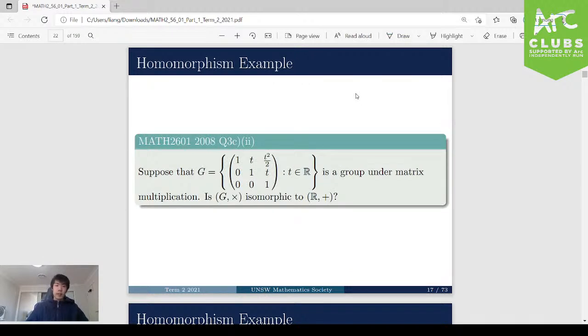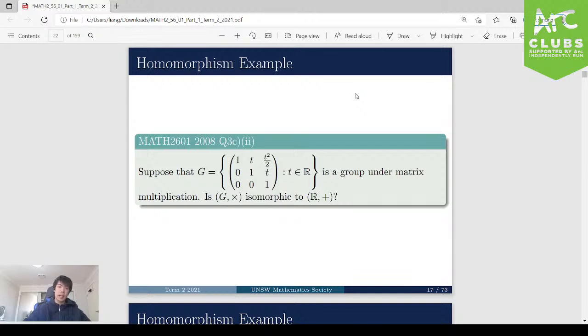So let's have a look at an example here. Suppose that G, that matrix there, is a group under matrix multiplication. Is G isomorphic to the real numbers R over addition? The first thing to prove before we can check whether it's isomorphic or not is to check whether it is even a homomorphism, right?